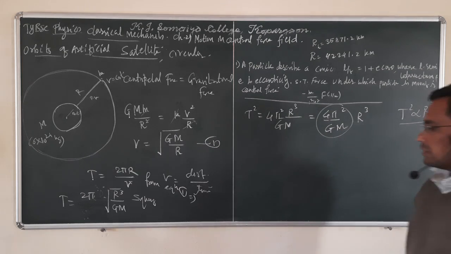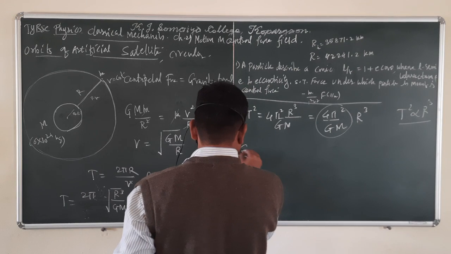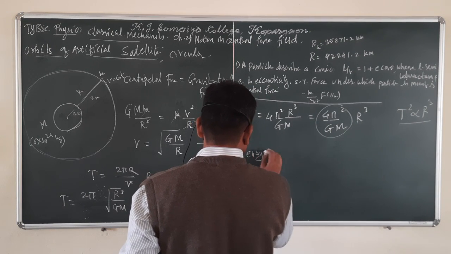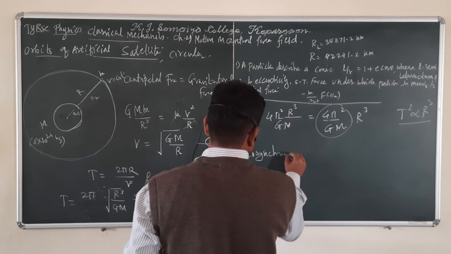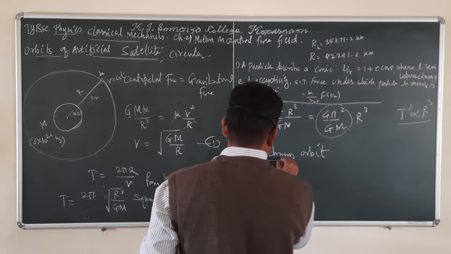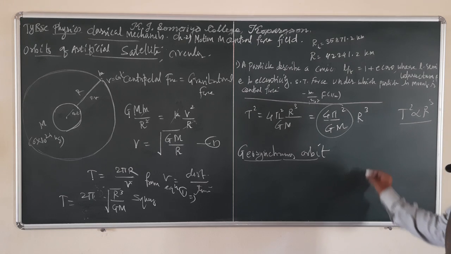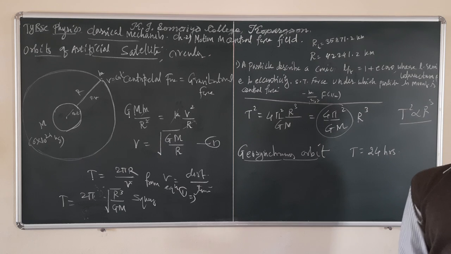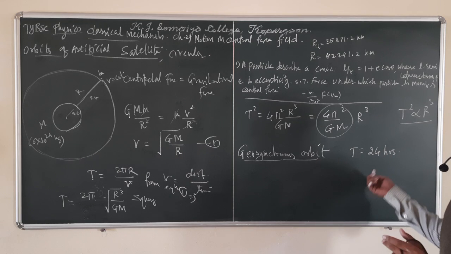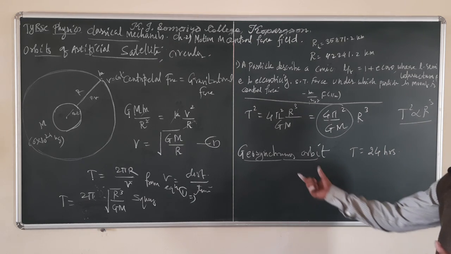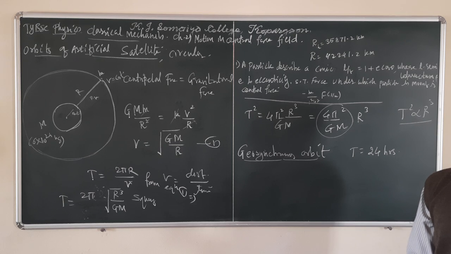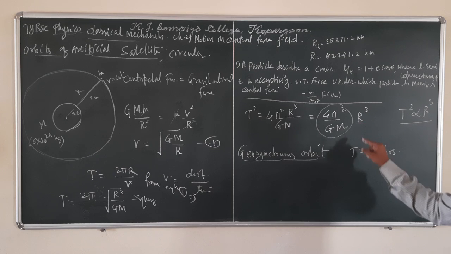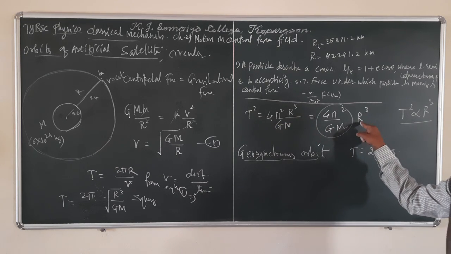Now, geosynchronous orbit. First of all, the definition of geosynchronous orbit is that orbit in which the periodic time is 24 hours. We know that Earth rotates around itself in 24 hours. If a satellite has a periodic time of 24 hours, then we can say that the orbit is a geosynchronous orbit. Now, for geosynchronous orbit, if you put T as 24 hours in this equation, we can calculate capital R.